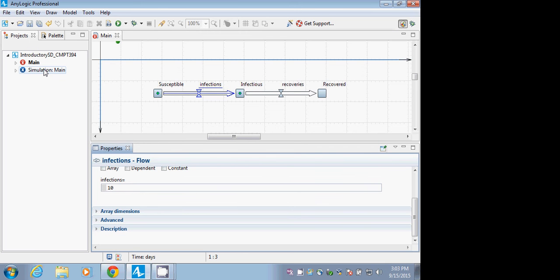Yeah, 1,000 divided by 10. Where did the 10 come from? It's the rate of the flow. 10 people per day are coming out. There's 1,000 people to flow out total, so it's going to take 100 days.